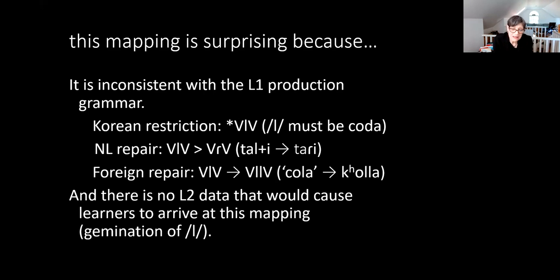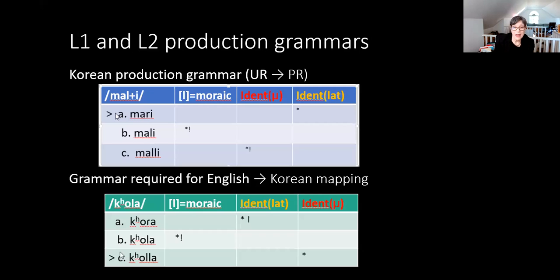So this foreign repair doesn't come from the native language grammar, and it's very hard to see how the data of English could motivate speakers to believe that you should have a gemination process for L. So we would actually need two different production grammars, one for Korean and one for the adaptation of loanwords, with different rankings for the constraints that demand keep the same mora count and keep the same value for the feature of lateral.